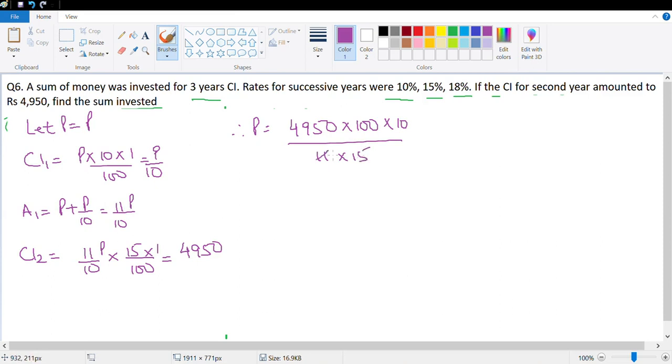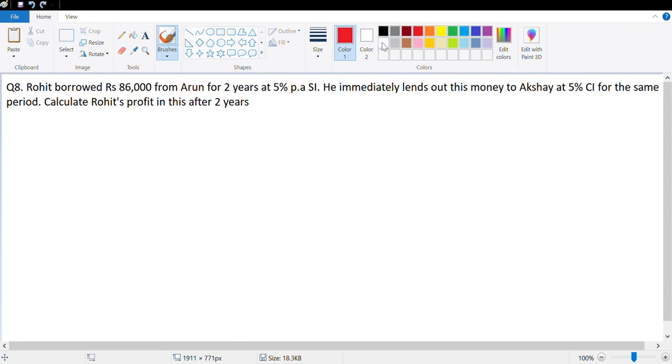15 into 1,500 is equal to rupees 30,000. Obviously, the answer is same whichever method you use. Let's look at the next question here. The next question we do is question number 8.